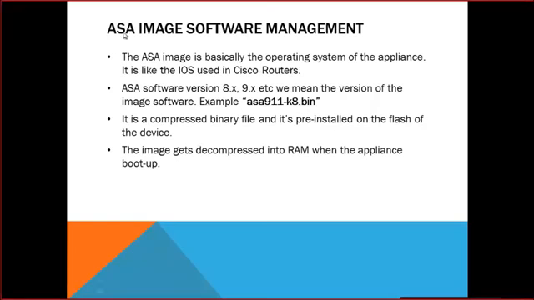Now when we talk about ASA images, every device has an operating system. Our cell phone has an operating system. Our laptop has an operating system. Similarly, ASA has an operating system. We call it an image. In Cisco, every operating system is an image, not only on ASA, but on Cisco routers, on Catalyst switches, on Nexus operating systems. Everything is image based. It's a single file, and it's the operating system for the Cisco device.